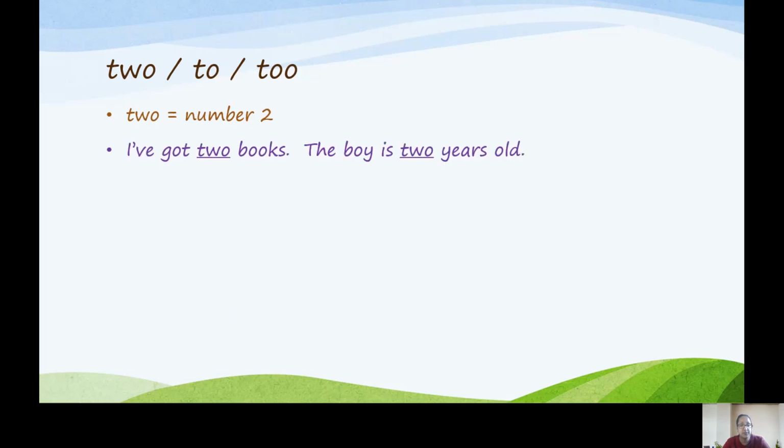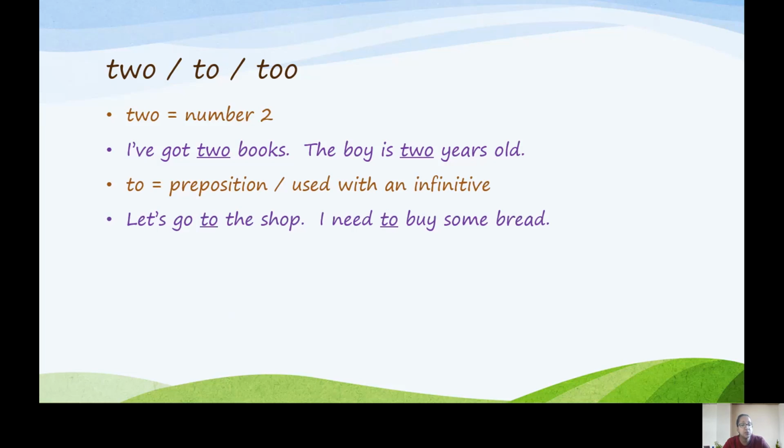Finally, "to". Again, there are three of these, so it can be a bit confusing. Let's have a look. The first one is the number 2. Example, I've got two books. The boy is two years old. "To" with one O is a preposition, or it can be used with an infinitive. For example, let's go to the shop. "To the shop" here is a preposition. I need to buy some bread. "To" here is used with the infinitive, "buy".